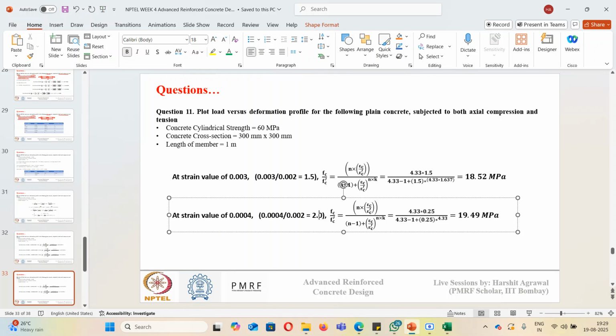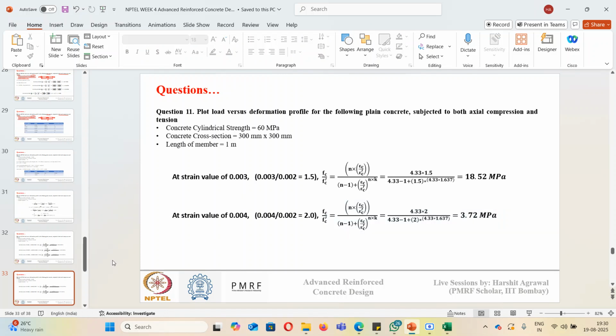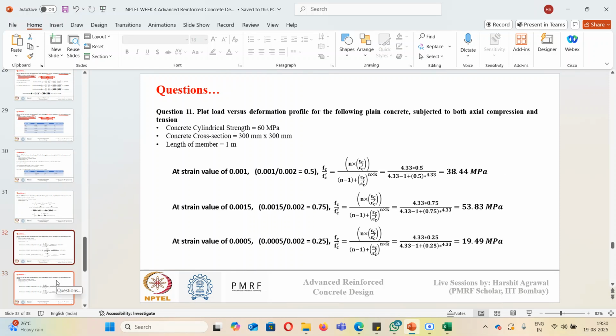Now for 0.004, this factor will be 2, stress upon strain upon peak strain. So I'll just make three changes again here. This is 2, this is 2, and this is 4.33 into 1.637. When you do this calculation, it will come out to be 3.72 MPa. This is how we got 6 points.